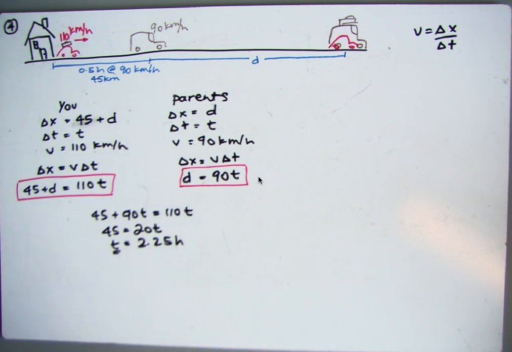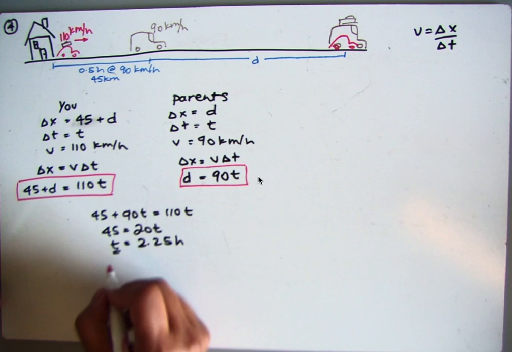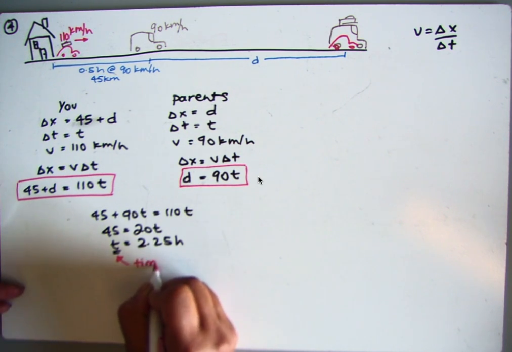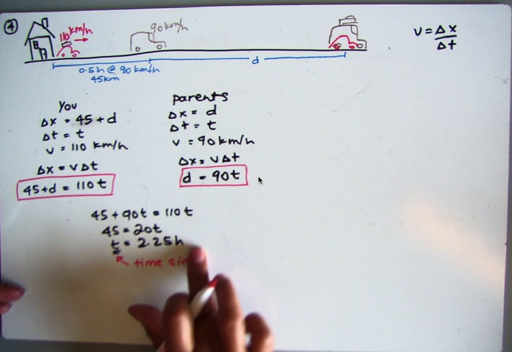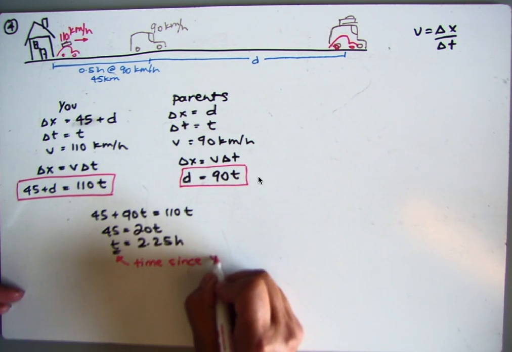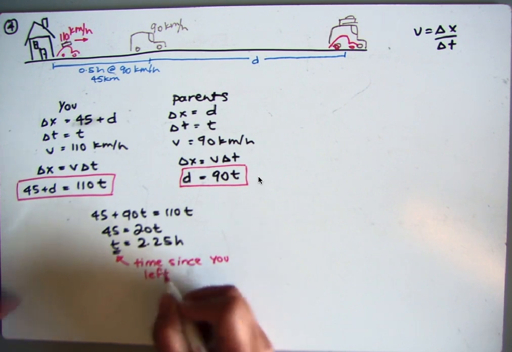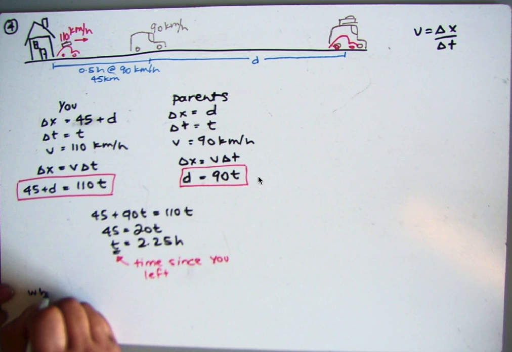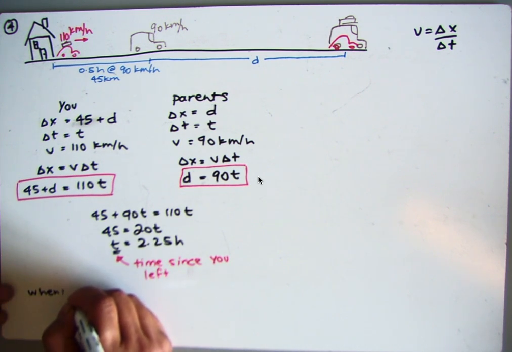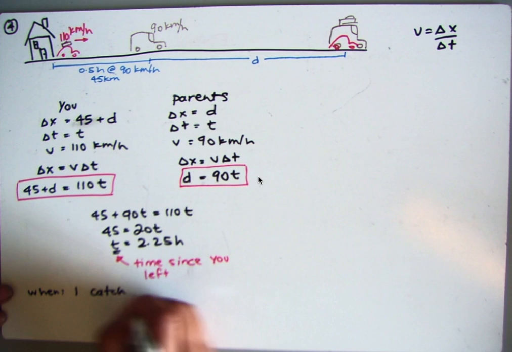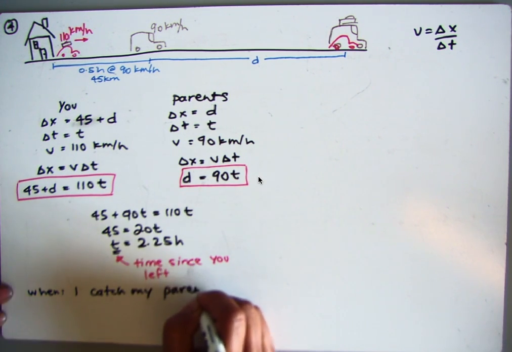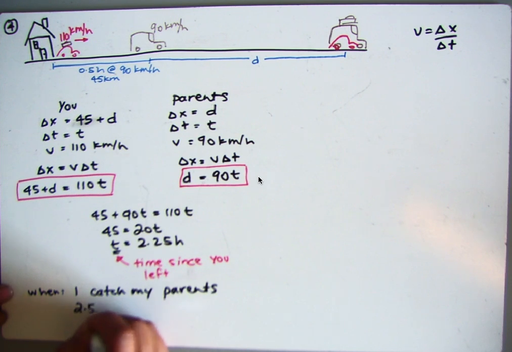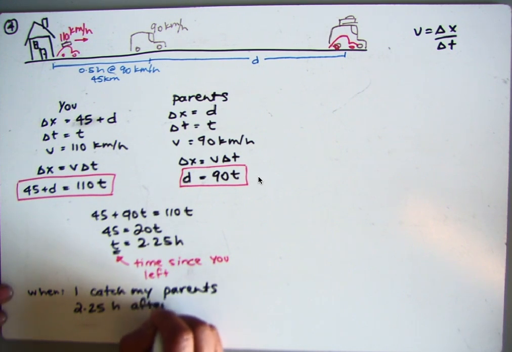What is this t? Well, according to the way I've plugged it in there, t represents the time since you left. If I was to write a statement for this, I would say the question actually asks when and where will you catch your parents. So for the when, I would say: I catch my parents 2.25 hours after I leave.